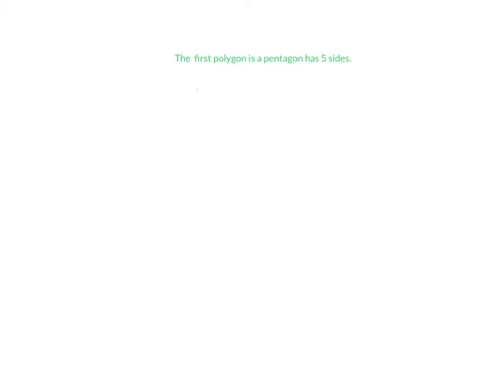So now the first polygon is a pentagon. A pentagon has 5 sides. Let's draw a pentagon. Someone or something that is special to you. Do that right now. Think of someone, person, or something that's special. And that's a pentagon.